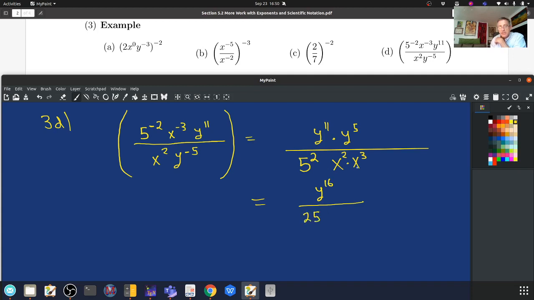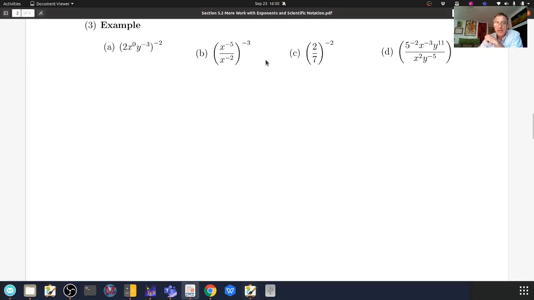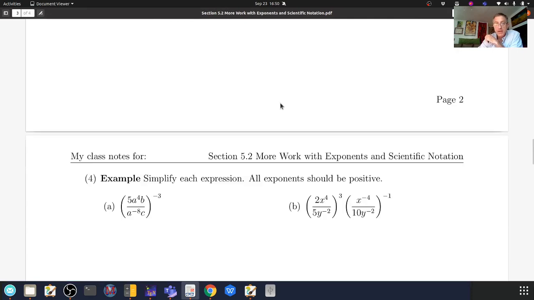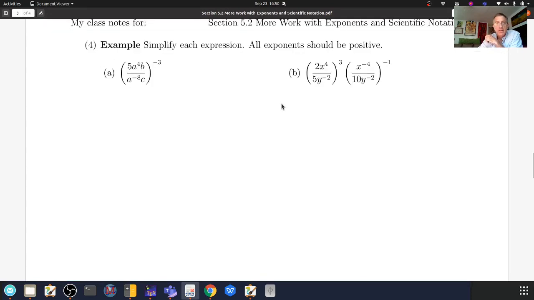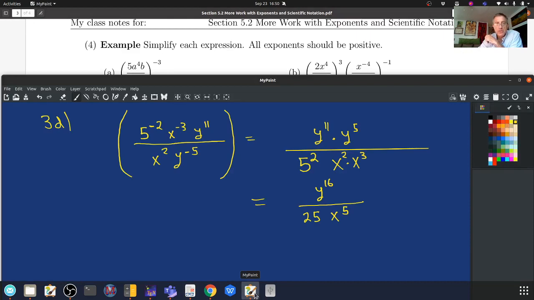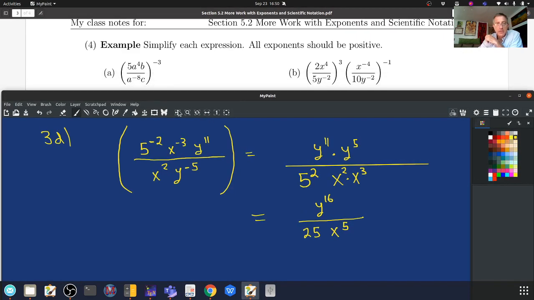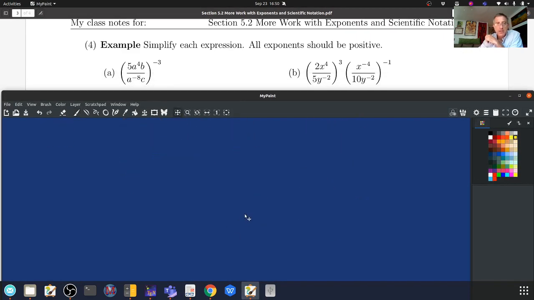and x squared times x to the third, I add the exponents. 2 plus 3 is 5. Okay, so not so bad. It looks pretty hairy, but it's not so bad. You have to do a lot of these until you get really good. And some of you have a natural knack at it. So this is number 4a.